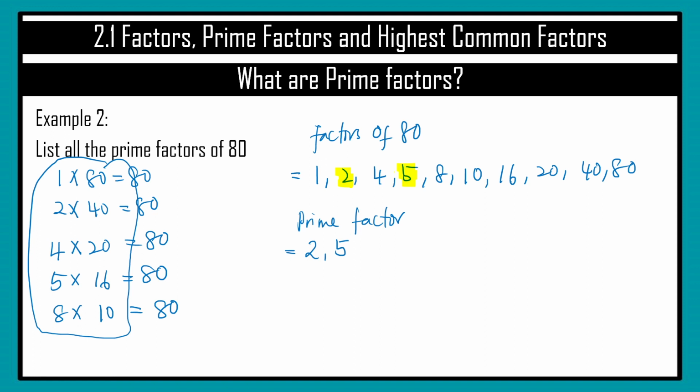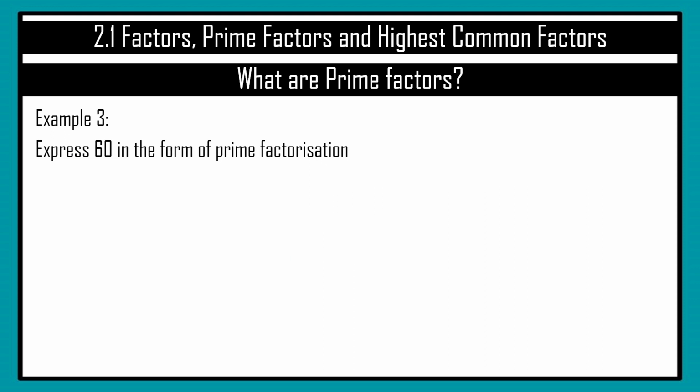Okay, so these are the way to list the prime factor of a number. Alright, the last example that we want to see in this part of the lesson is to express 60 in form of prime factorization. So if you see the word prime, it means that our final answer involves prime numbers. Alright, so prime factorization, there are two methods.